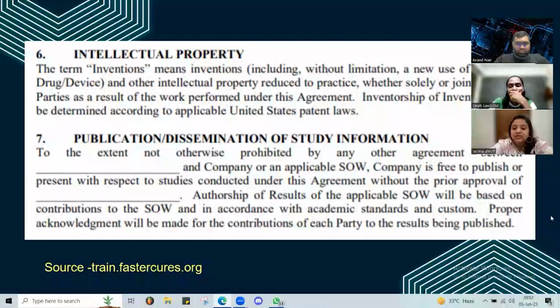Authorship of the result of the applicable SOW will be based on the contribution to the SOW and in accordance with the academic standard and custom. That's again very particular to the MSA it is coming from. It is not a regular or standard clause, this publication and dissemination.